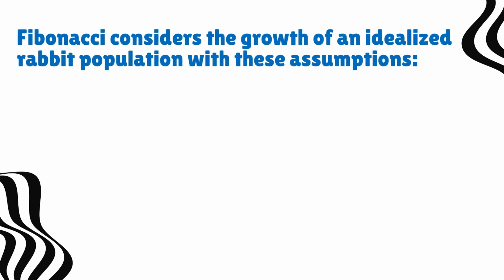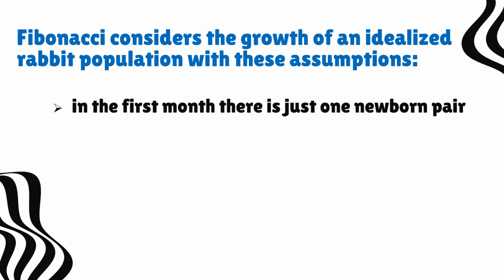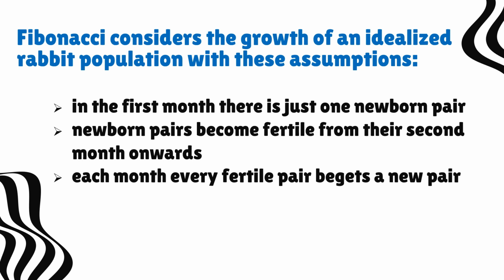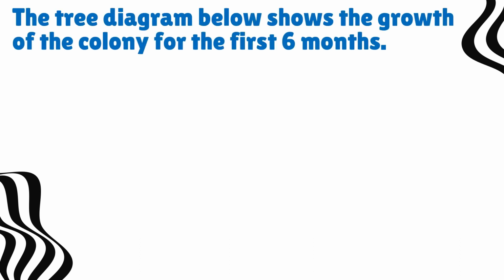Fibonacci considers the growth of an idealized rabbit population with these assumptions. In the first month, there is just one newborn pair. Newborn pairs become fertile from their second month onwards. Each month, every fertile pair begets a new pair. The rabbits never die. The tree diagram below shows the growth of the colony for the first 6 months.